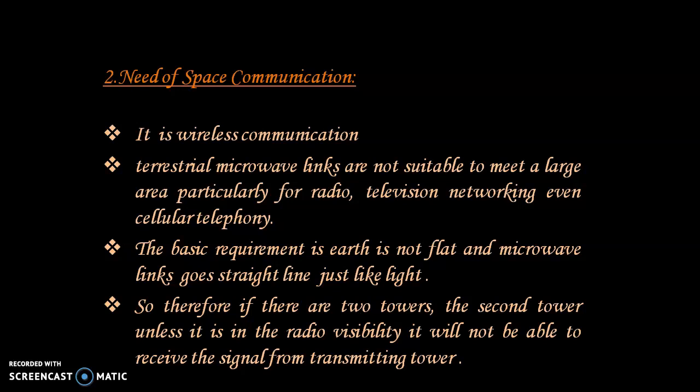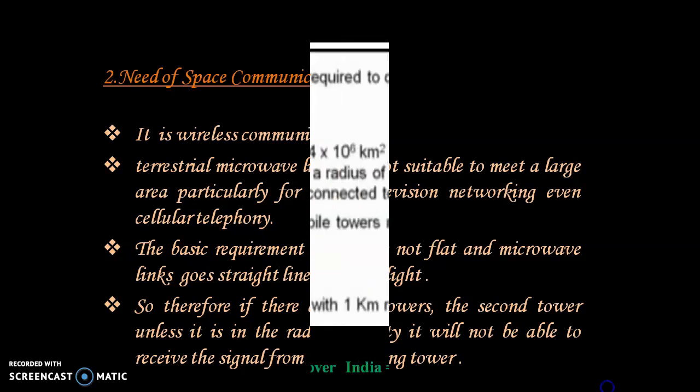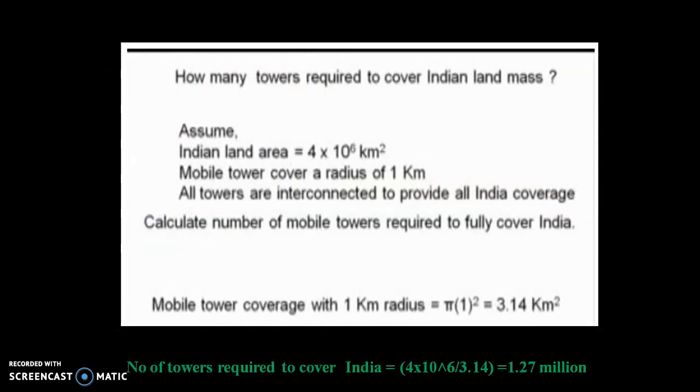So therefore, if there are two towers, the second tower, unless it is in radio visibility, will not be able to receive the signal from the transmitting tower. So therefore, only a short distance can be covered and we see that our mobile tower can cover a smaller distance. Let us do a very small interesting calculation.